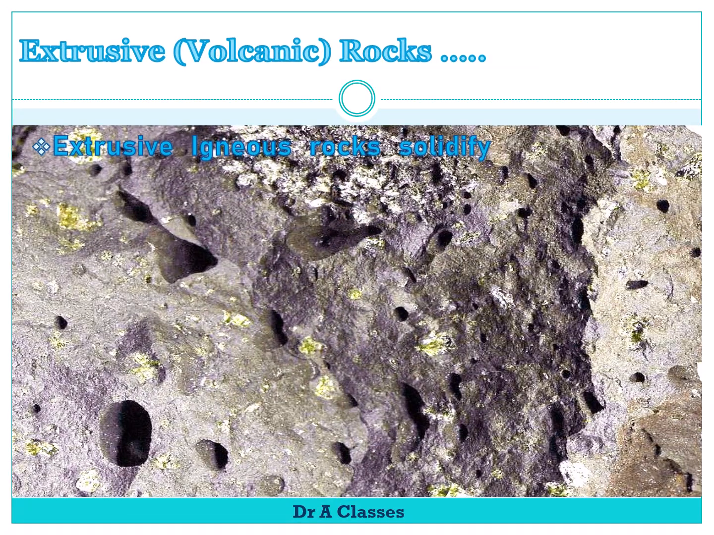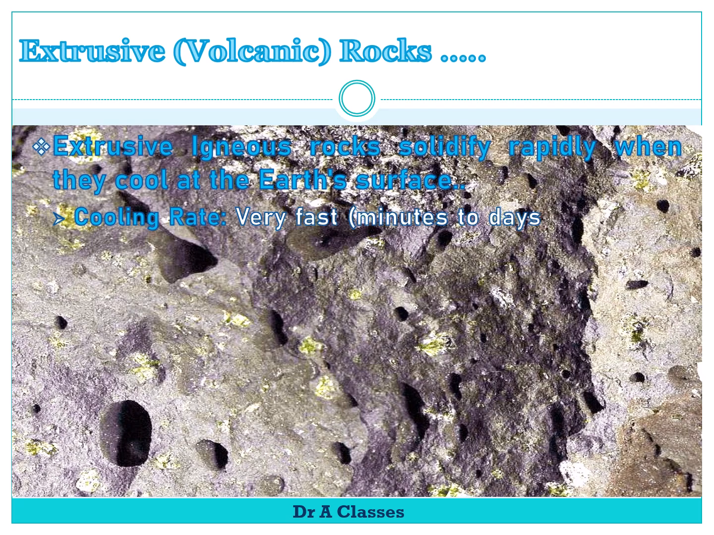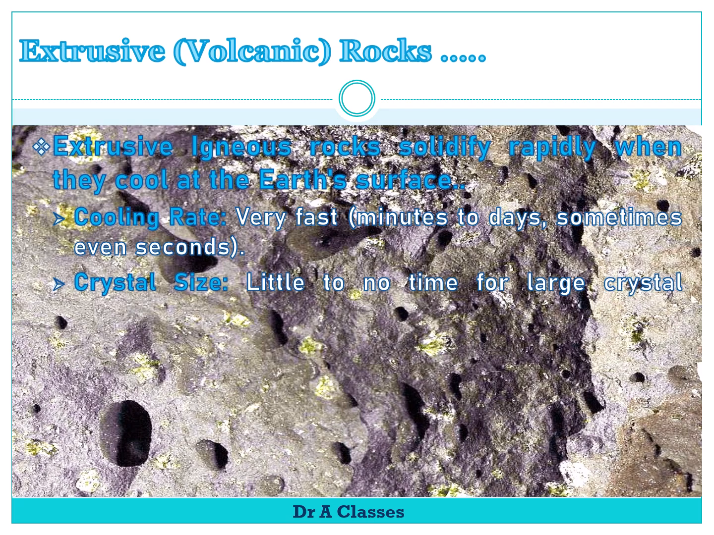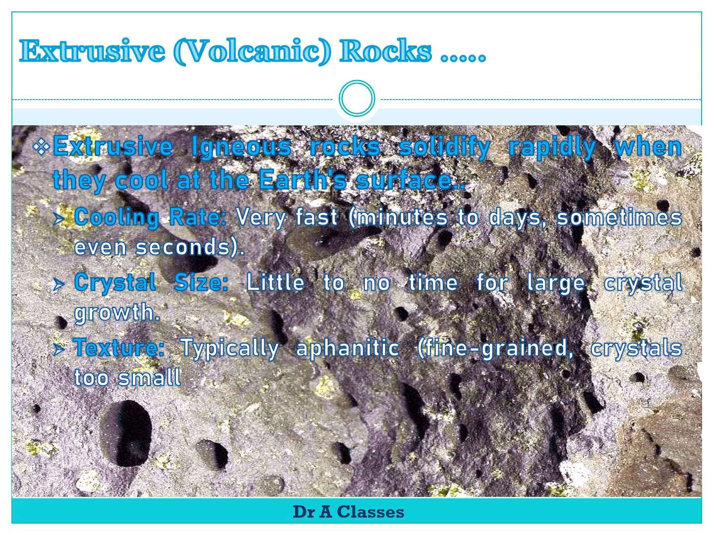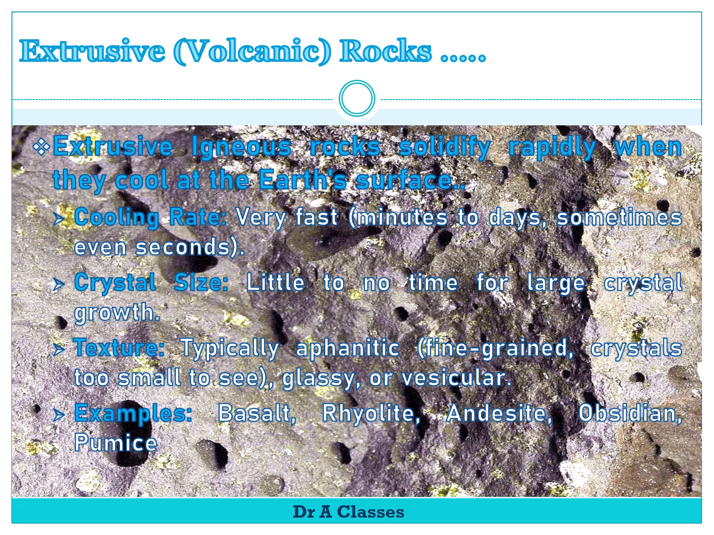Extrusive or volcanic rocks. Extrusive rocks are formed when molten magma erupts onto the surface and cools rapidly. Because of the fast cooling rate, ranging from a few seconds to days, there is little to no time for large crystals to form. As a result, these rocks typically have a fine-grained, aphanitic texture, or they may appear glassy or vesicular, containing gas bubbles. Common examples of such rock types are basalt, rhyolite, andesite, obsidian, pumice, and scoria.